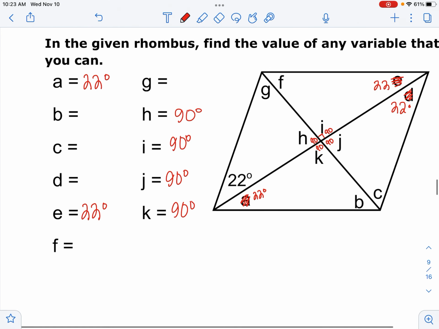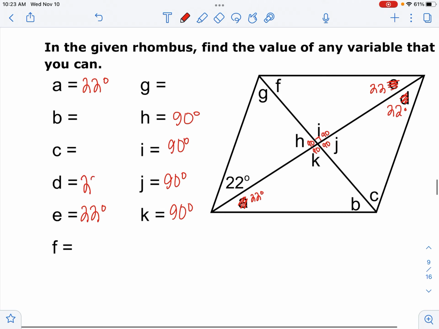So now all I have to get, and I missed one, D is also 22 degrees. A, E, D, my bad, 22 degrees. All right, so now all I have to get is G, F, B, and C. I'm going to use the triangles for help. So if you look, I know 2 out of the 3 angles. So I'm going to add 90 plus 22, 180 minus that, and I get 68.